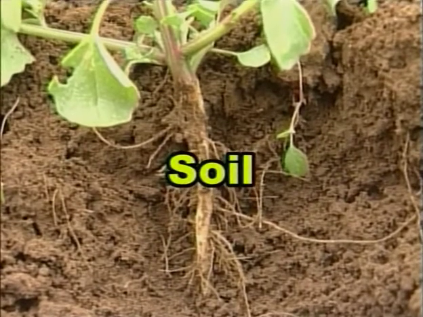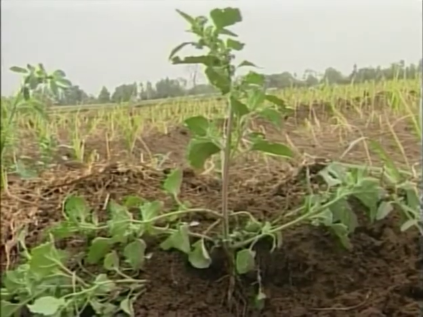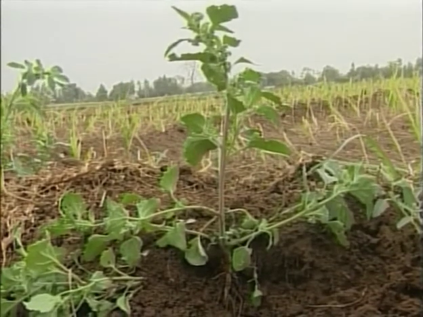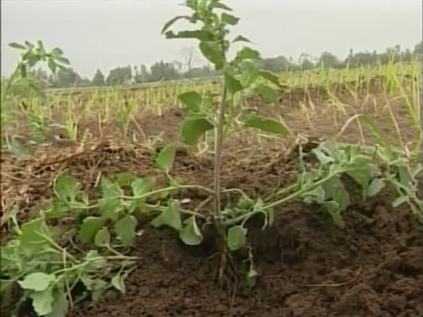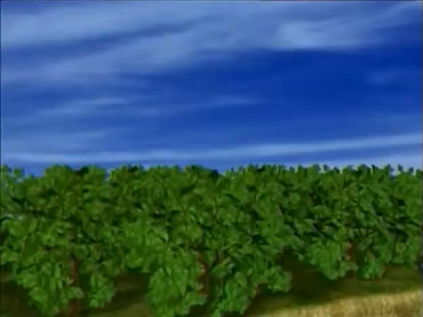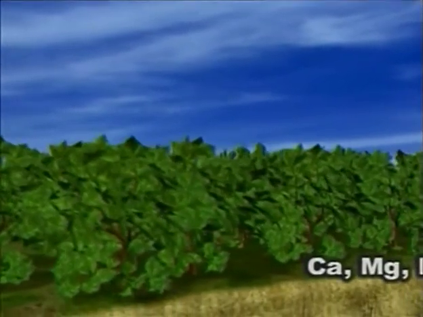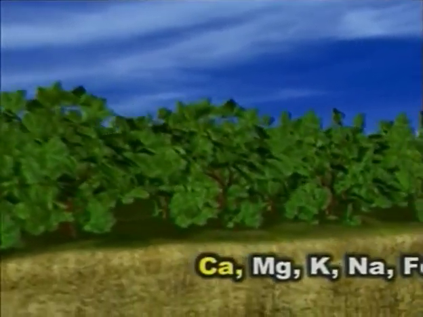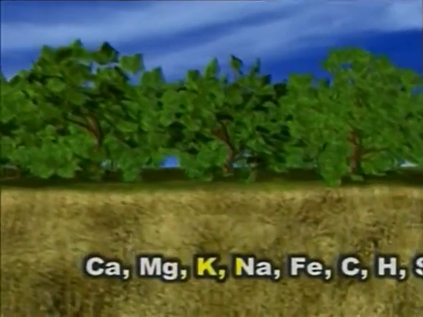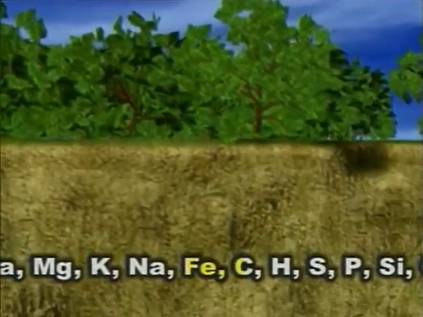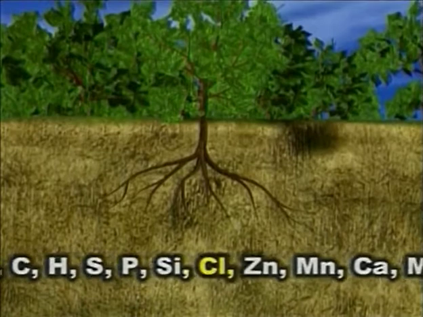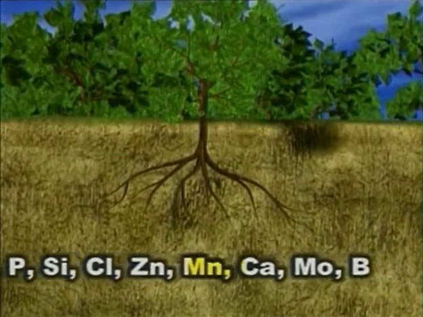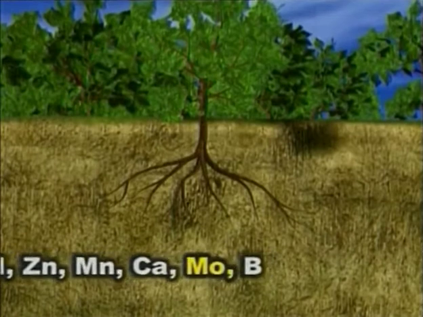Soil. The plant is surrounded by the soil, which helps in its development. Plants get nutritive elements from the soil, nutrients and minerals. For the normal development of a plant, certain elements are essential, and some are very essential, such as calcium, magnesium, potassium, sodium, iron, carbon, hydrogen, sulfur, phosphorus, silicon, chlorine, zinc, manganese, copper, and boron.